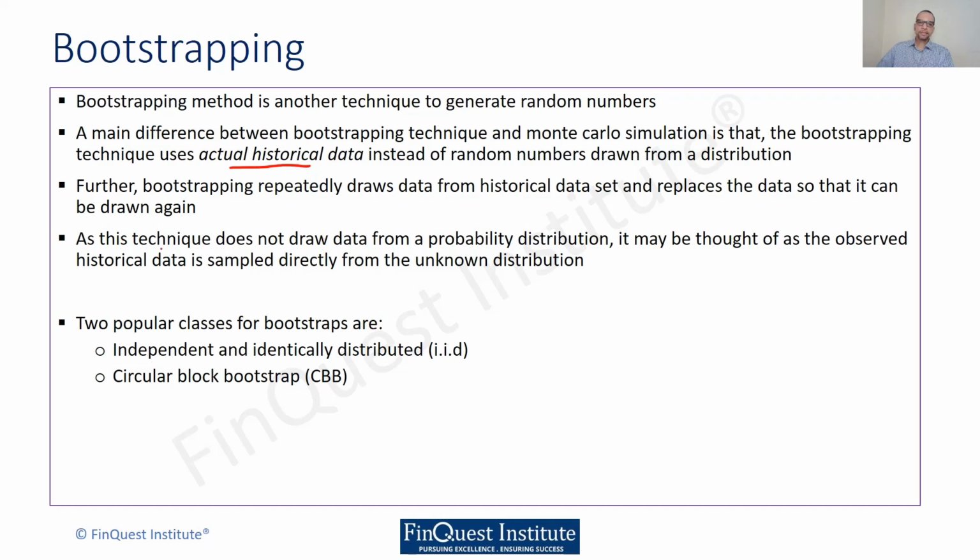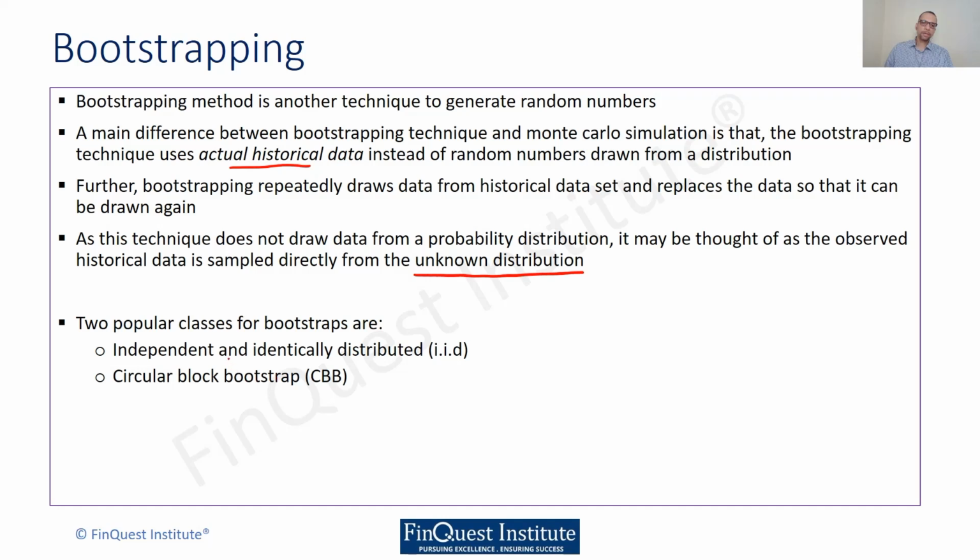Now, we are not really drawing from a certain distribution. Recollect our discussion earlier: for a Monte Carlo simulation, you can have a U01 uniform distribution through which you are drawing those phi increments. But here, since we are not doing that, it may be thought that we are sampling directly from some kind of unknown distribution, because we are not specifying the distribution here. So that's another difference.